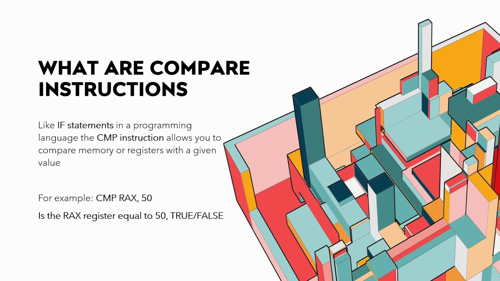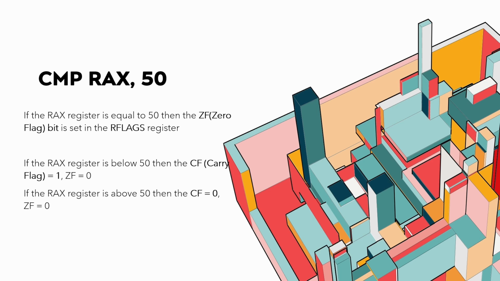Well, in assembly, the compare instruction allows you to compare memory or registers with a given value, much like you would with an if statement. So for example, CMP RAX, 50. Compare the RAX register with 50. If the RAX register is 50, that's what we're asking. Now what happens when we run that instruction?